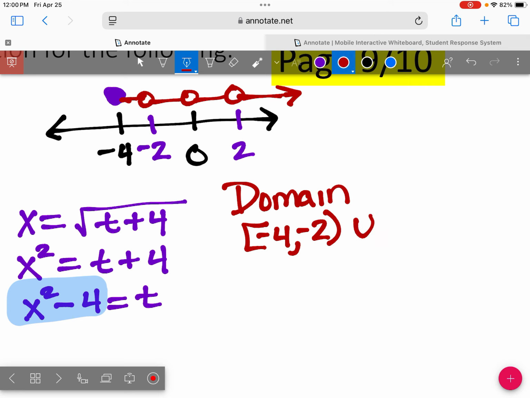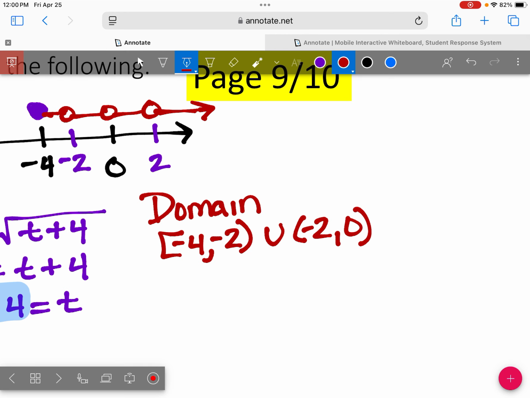So union. Now I'm picking up at -2 and I'm traveling to 0 and I'm stopping. Now both of those get a parentheses because it cannot equal either one of those. And then what do you think my next one is going to be?